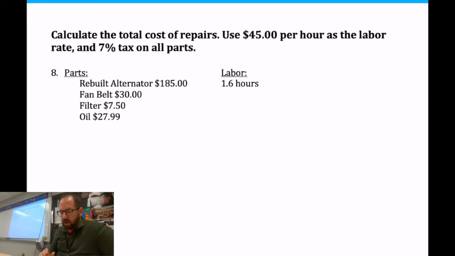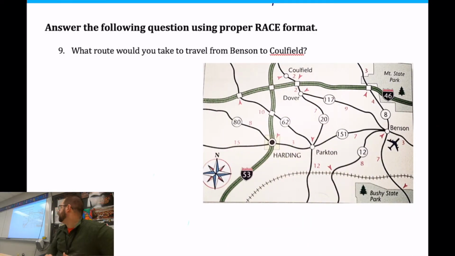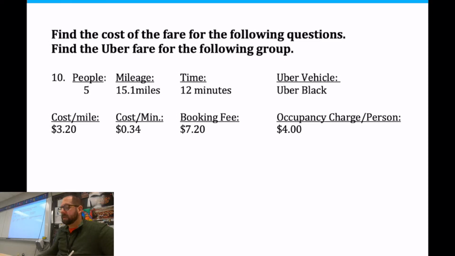8, we talked about the parts and the labor. You only tax the parts. And then yesterday we finished with our race format question, just explain in words the best route. And you could expand and really go really in depth on that problem and go kind of crazy if you're going to extend your explanations. So today we're doing 10 and 11. So these should be our last 2.